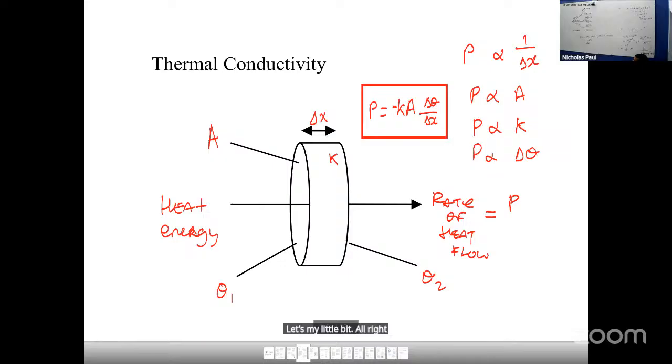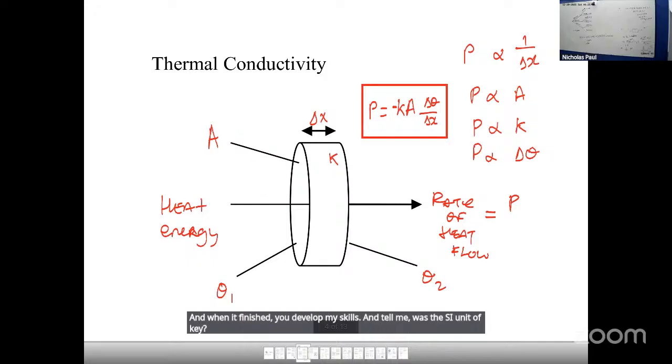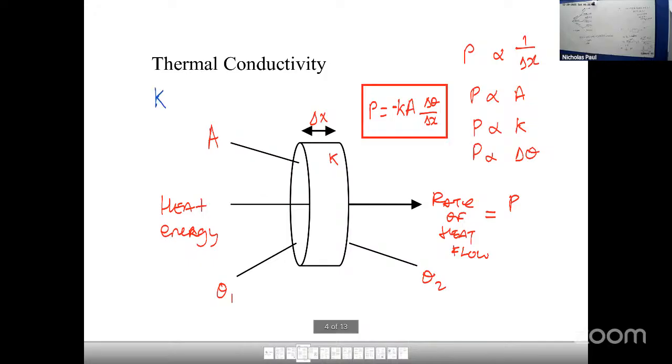Alright, so this is the formula for rate of heat flow through a solid. I kind of gave you an idea how to remember it. You don't have to write the proportional things, but draw the diagram and the formula in the box. And when you finish, use a little math skills and tell me what's the SI unit of K? What's the SI unit of thermal conductivity?